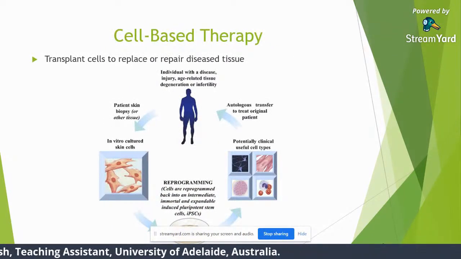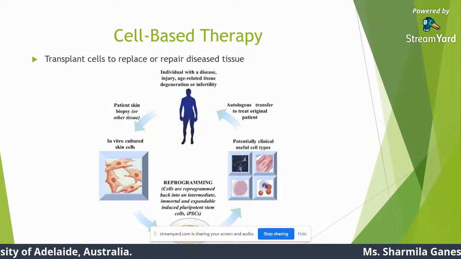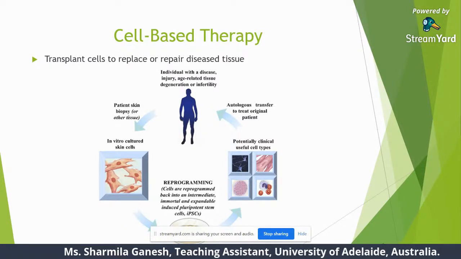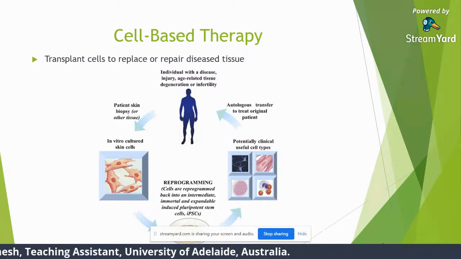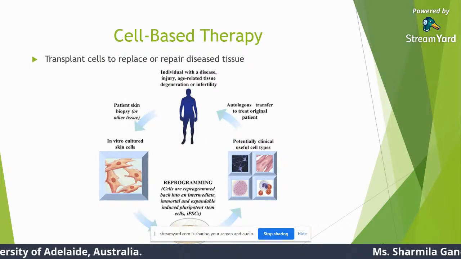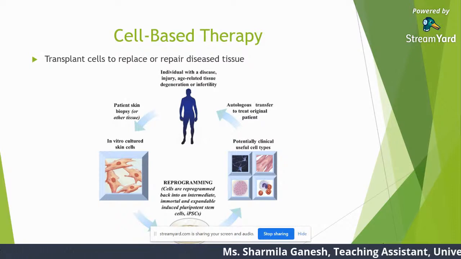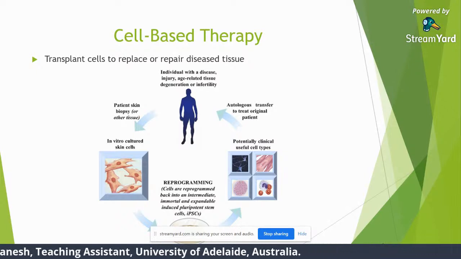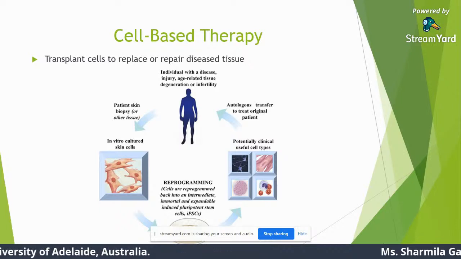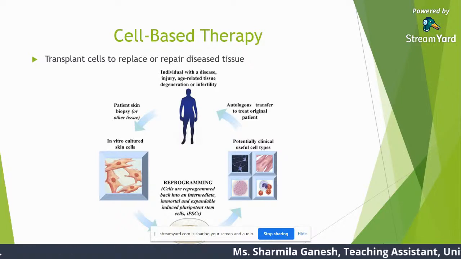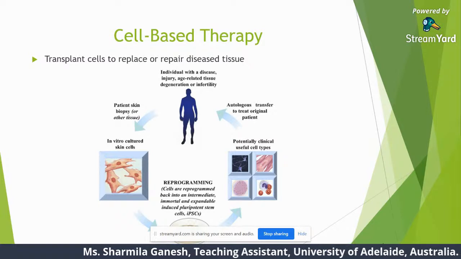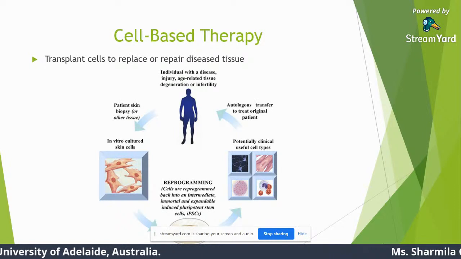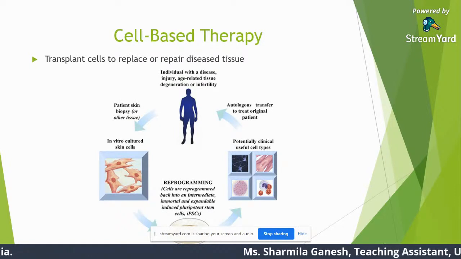So first we'll talk about cell-based therapy. Cell-based therapy is nothing but transplanting cells to replace or repair diseased tissue. So it's basically an autologous type of transfer. That is, we get a tissue or cells from our own body, from a particular individual, through biopsy, and they are grown, they are cultured in vitro. The skin cells are then reprogrammed to different types of cells, that is cardiac cells or mesenchymal cells or neural cells, and they are put back into the same patient. So the whole concept is like an autologous transfer method.